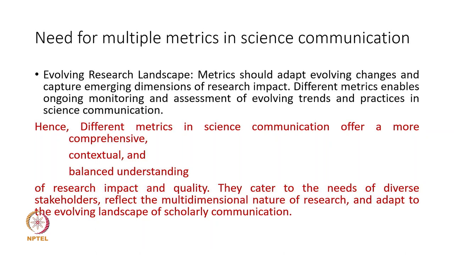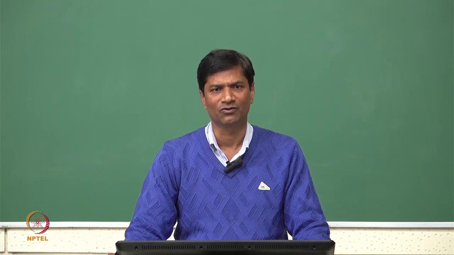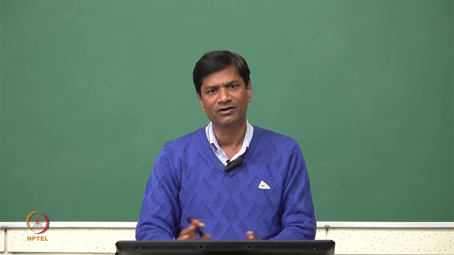Hence, we can say different metrics in science communication offer a more comprehensive, contextual and balanced understanding of science communication. It helps to judge the research impact and quality. They cater to the needs of diverse stakeholders, and being of multidisciplinary, multifaceted nature, cater to the needs of science also. It can cover different aspects of science also. Now, we have covered the need for the different metrics.